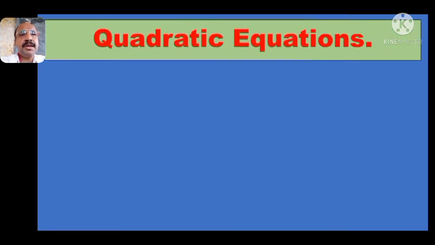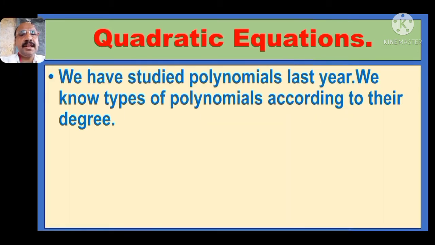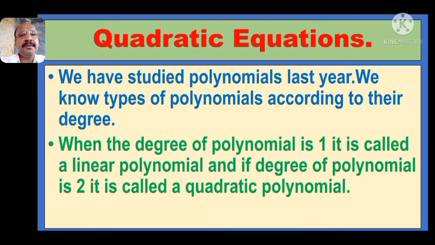We know about quadratic polynomials and linear polynomials. In the previous standard, we studied polynomials. We know the types of polynomials according to their degree. When the degree of a polynomial is 1, it is called a linear polynomial. And if the degree of a polynomial is 2, it is called a quadratic polynomial.